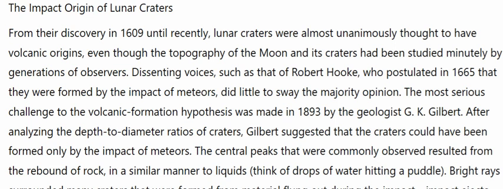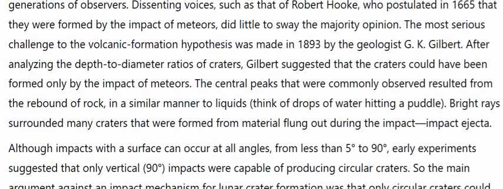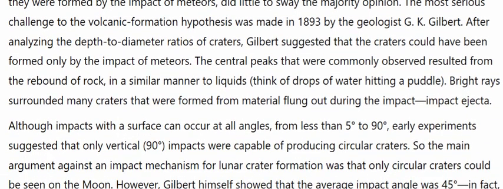The most serious challenge to the volcanic formation hypothesis was made in 1893 by the geologist G. K. Gilbert. After analyzing the depth-to-diameter ratios of craters, Gilbert suggested that the craters could have been formed only by the impact of meteors. The central peaks that were commonly observed resulted from the rebound of rock, in a similar manner to liquids, think of drops of water hitting a puddle. Bright rays surrounded many craters that were formed from material flung out during the impact, ejecta.